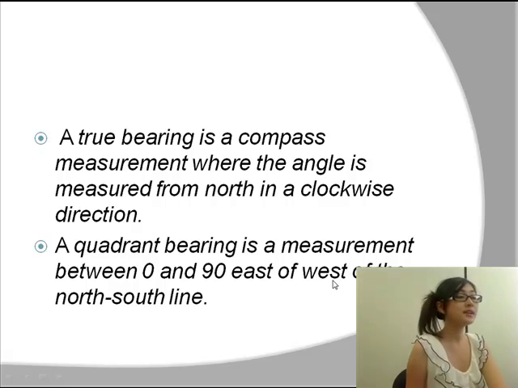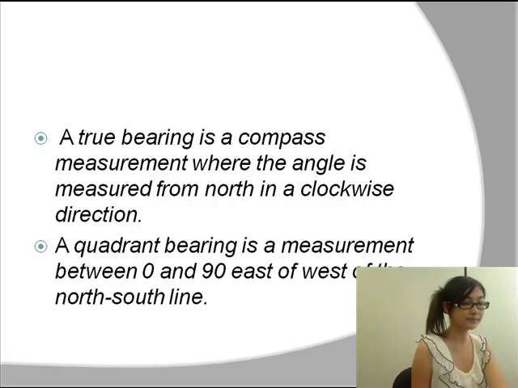Here are two terminologies. A true bearing is a compass measurement where the angle is measured from the north in a clockwise direction. A quadrant bearing is a measurement between 0 and 90 degrees east or west of the north-south line.